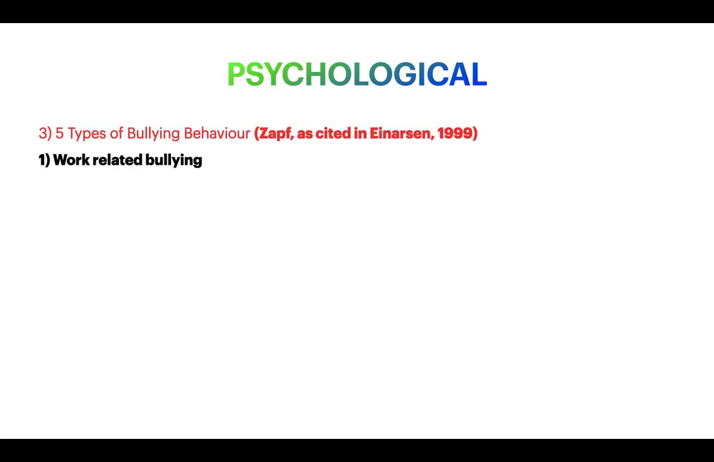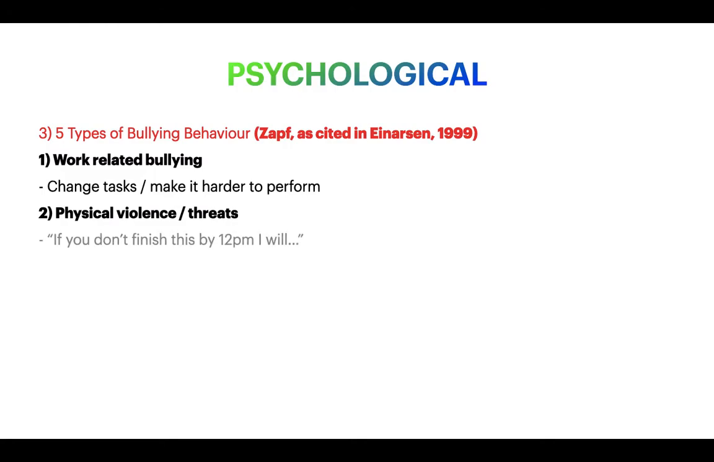5 types of bullying behavior identified by Zapf as cited in Einarsson, right? So there's work-related bullying, which has to do with things like, for example, your boss changes your task all the time, or they change your task in a way that makes it harder for you to perform, right? So sometimes bosses can do that if they want to bully people. Physical violence, right? If you don't finish this by 12 p.m., I will hit you, slap you, make sure you don't go home, right? So that's bullying as well. Verbal threats, criticism, humiliation. Why are you so stupid? Can't you get even a single thing right? Right? So that's humiliating, right?